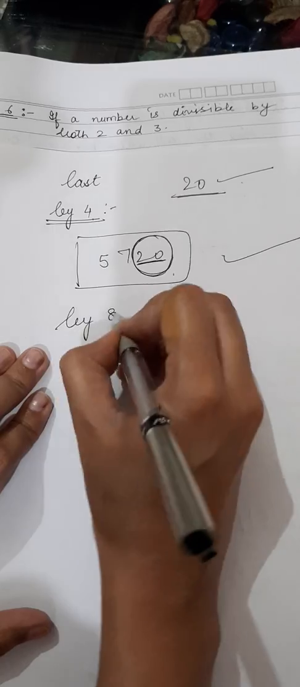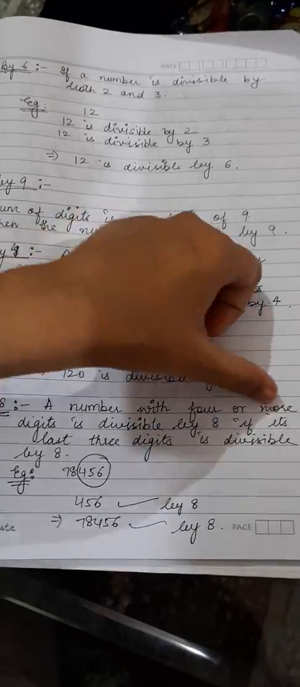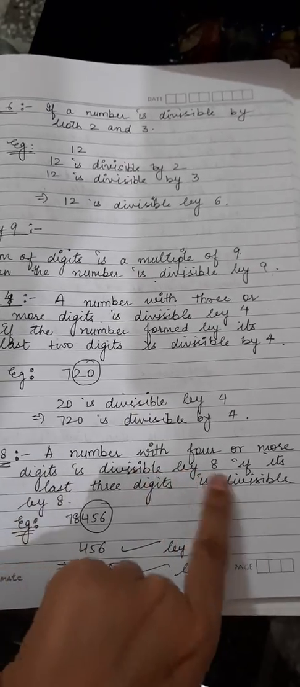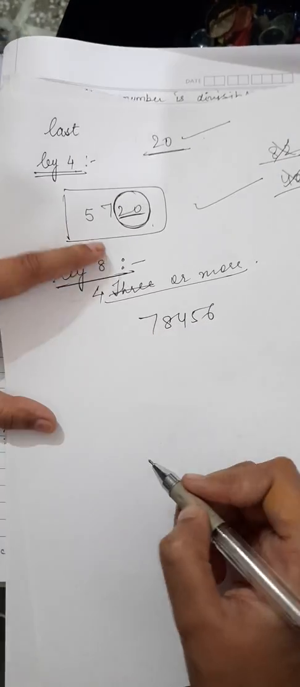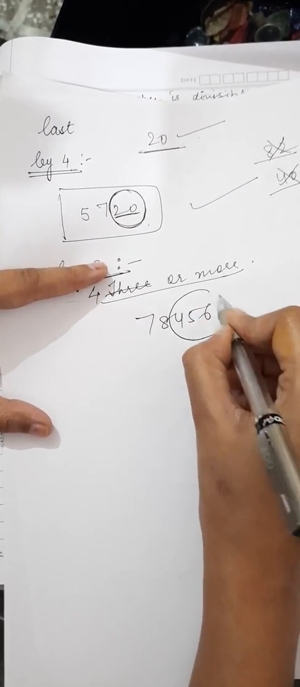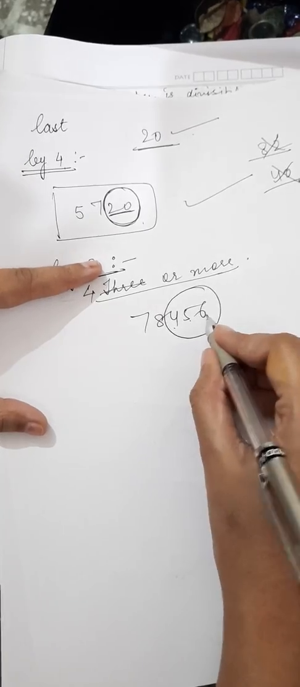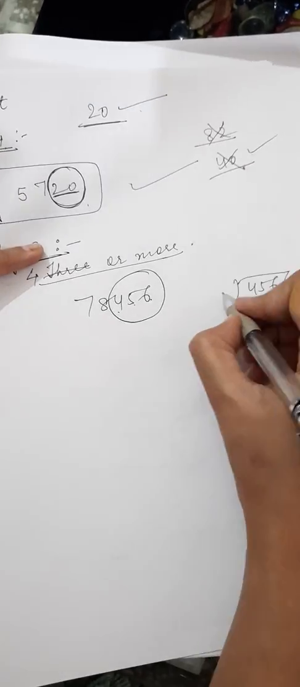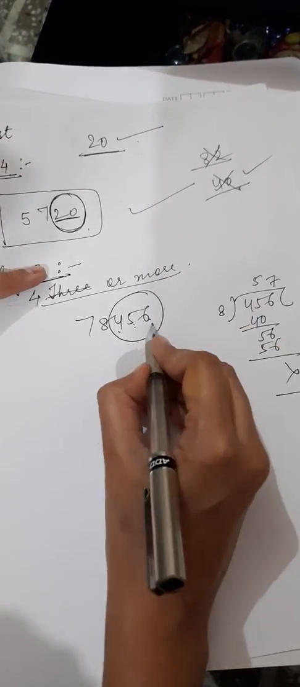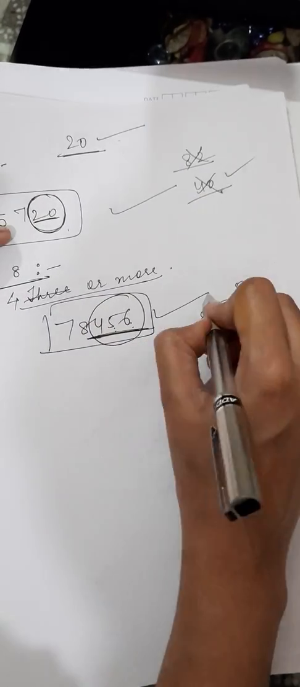And what is by 8? For 8, 3 or more you have to check. Right, now for 3 or more, what is there? A number with 4 or more digits. Here how many will be there? 4. A number with 4 or more digits is divisible by 8 if its last 3 digits are also divisible by 8. For example, 78456. Check the last 3 numbers. Divide 456 with 8. 8 5s are 40, 56, 8 7s are 56. 456 is divisible by 8, that means this complete number is also divisible by 8.